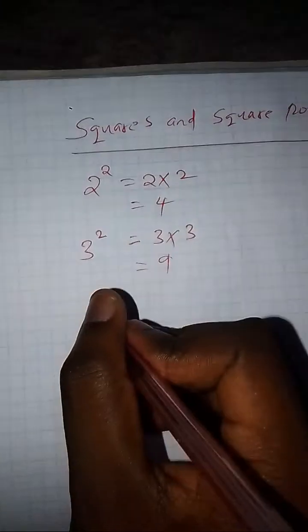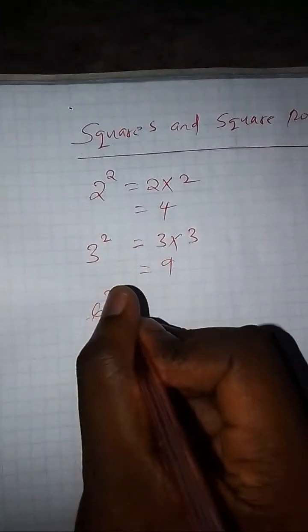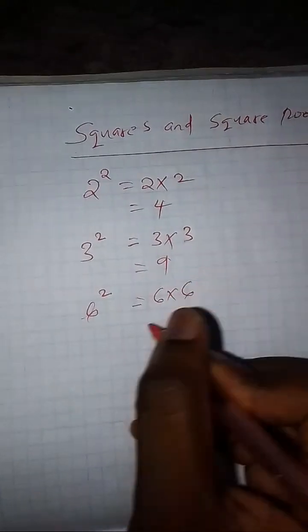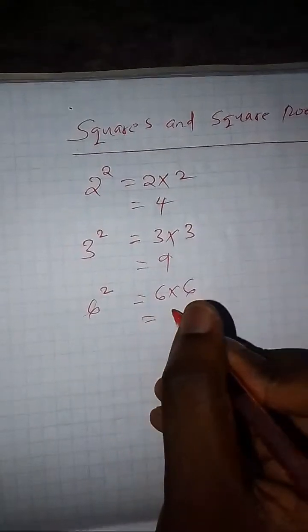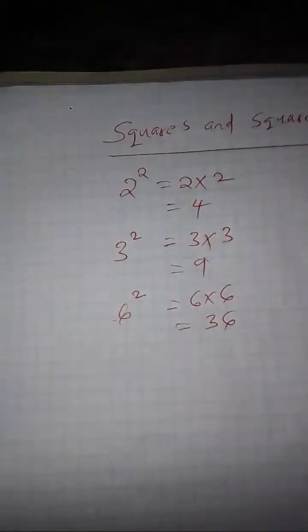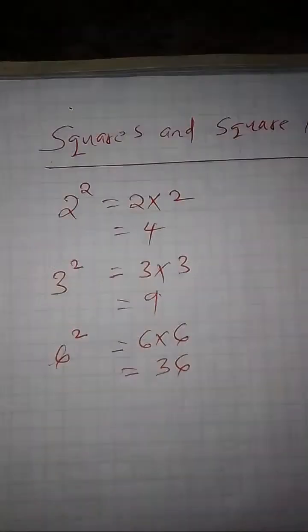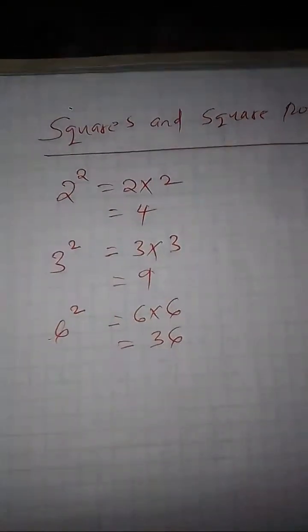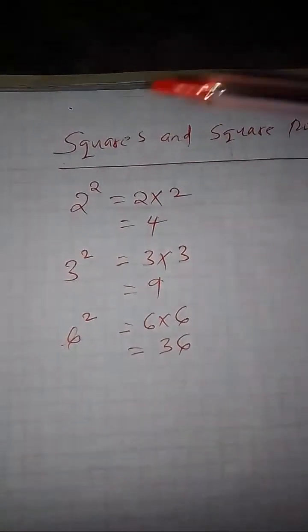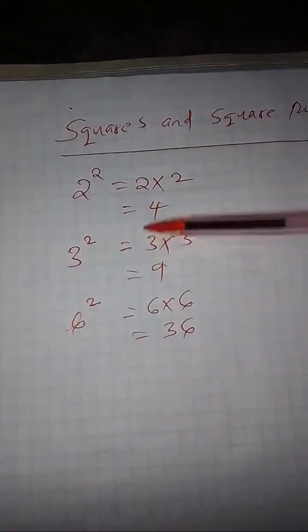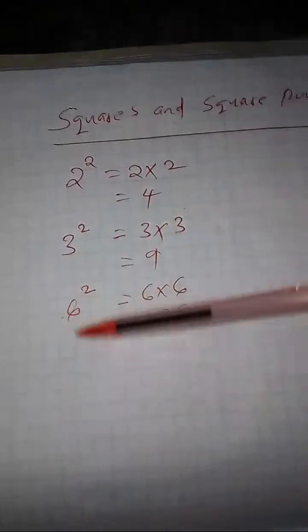Maybe you are given again 6 squared. So 6 squared is 6 multiplied by 6, and the answer is 36. So that is how we work out the squares of numbers. 2 squared is 2 times 2. 3 squared is 3 times 3, that is 9. 6 squared is 6 by 6.